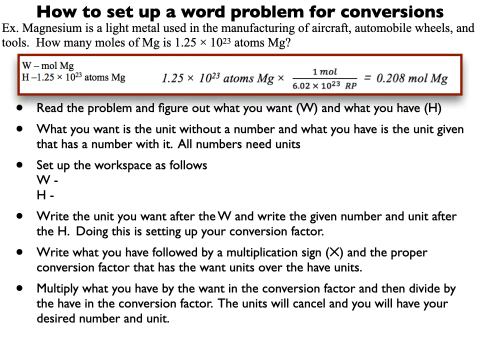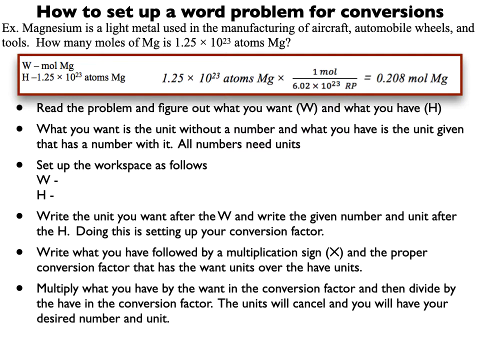So you'll notice up in the red box, I have W - moles Mg, and H - 1.25 times 10 to the 23rd atoms. So that's my have and my want. The reason we do this, you're going to see shortly. What you want is the unit without the number, and what you have is the unit with the number. All numbers need units. So we set up as follows. We put W - H -. We write the unit you want after the W and the given number and the unit after the H. Doing this is going to set up your conversion factor.